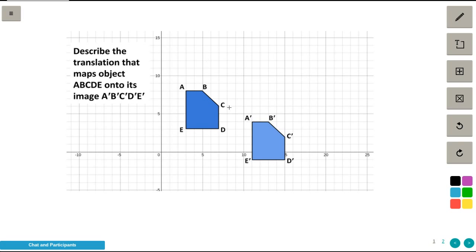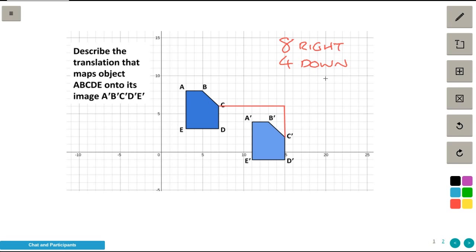I'm going to pick, let's go for point C. That looks like it'll be easy to work with. So if we go along, I'm just going to draw lines because it'll make it a little bit easier to count. Going along from C, can we see it's gone 1, 2, 3, 4, 5, 6, 7, 8 places to the right, and then from there 1, 2, 3, 4 places down. Okay, so that's our movement. Let's just note that down, what we said there. So we said 8 right, and we said 4 down. Okay, and that describes the translation.